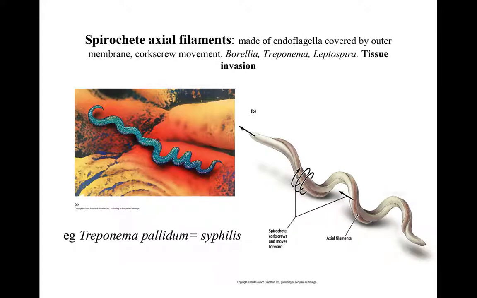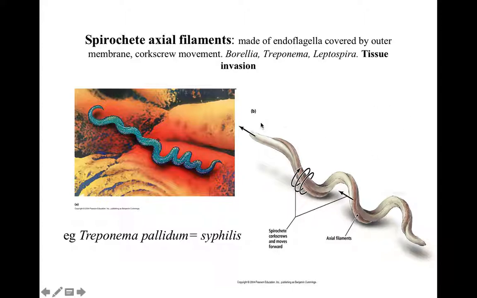This is a special type of flagellum found in a group of bacteria called spirochetes. And spirochetes are spiral-shaped bacteria, right? And two spirochetes that are pathogens I'd like you to know for our exam are Borrelia burgdorferi, which causes Lyme disease, the tick-borne disease we have here in California, and then Treponema pallidum. This is the bacterium that causes the sexually transmitted infection, syphilis.